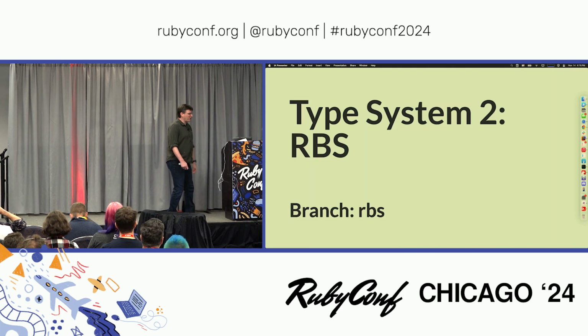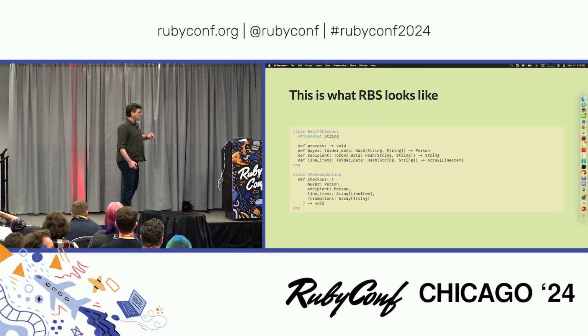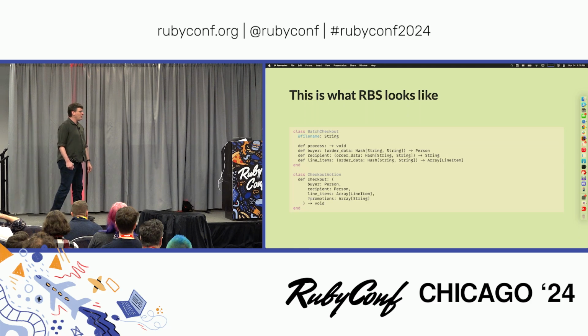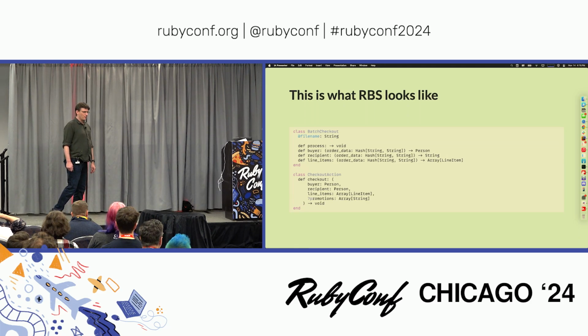RBS is Ruby's first-party type system. It is designed the way it is in part because Matz did not want type information in the middle of Ruby files. So RBS is a separate file. This is the RBS file for the two classes that we have had under discussion. Does somebody want to say what it looks like this is doing?